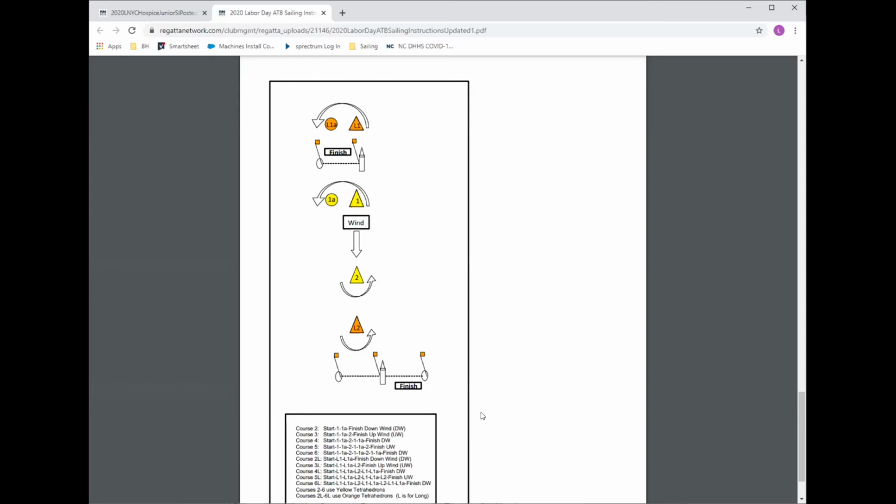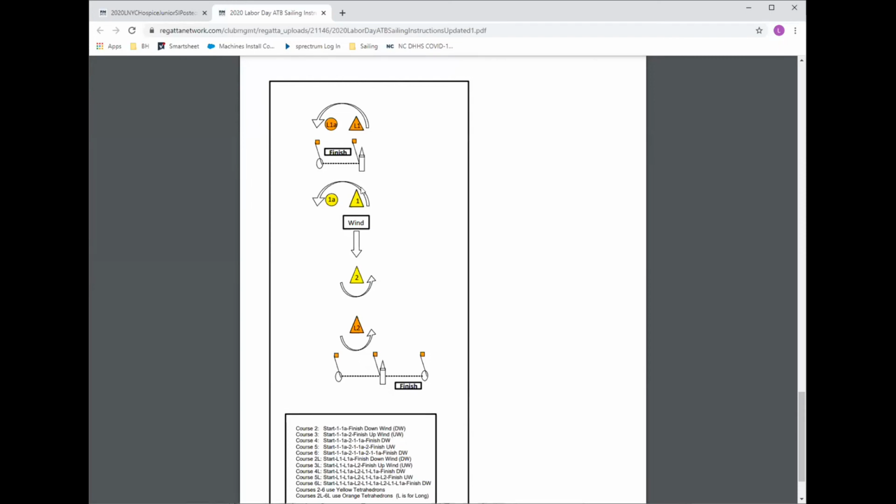I see two finishes. Where's the start? The start is over here. Well, they're showing the option of either finishing to windward or finishing to leeward on the opposite side of the committee boat. Got it. They used to do that at Lake Norman. I don't know if they still do or not, but the only place I've ever raced where the start line was on one side of the boat and the finish line was on the other was at Lake Norman.